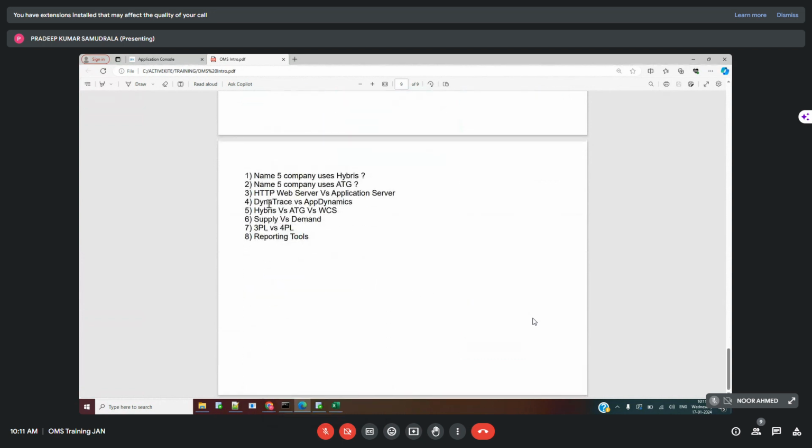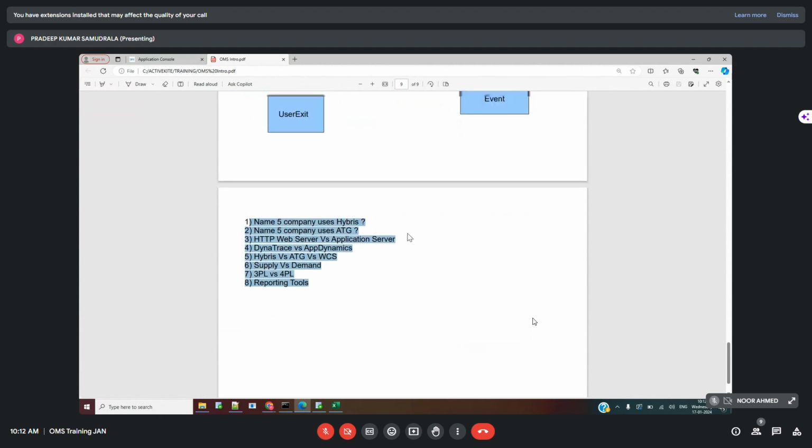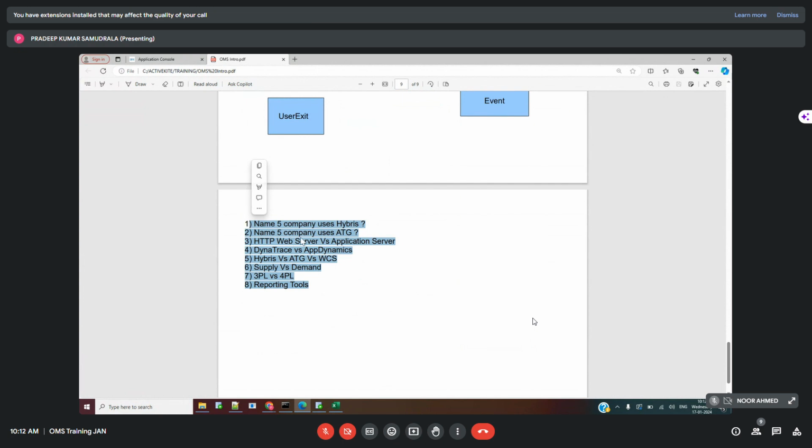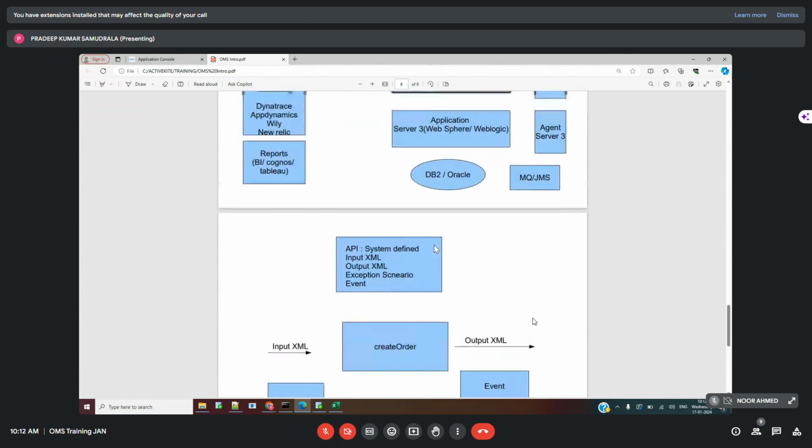We also have certain questions, or rather tasks, where you can go back and get the answers for these things. It is just an activity so that you will understand the different players present in the market: what is meant by a web server, what is meant by an application server, what is the difference between supply and demand, what is the difference between 3PL and 4PL, and so on. I will share this document as well. Try to get the answers for this, and it will help you understand whatever we have discussed today.